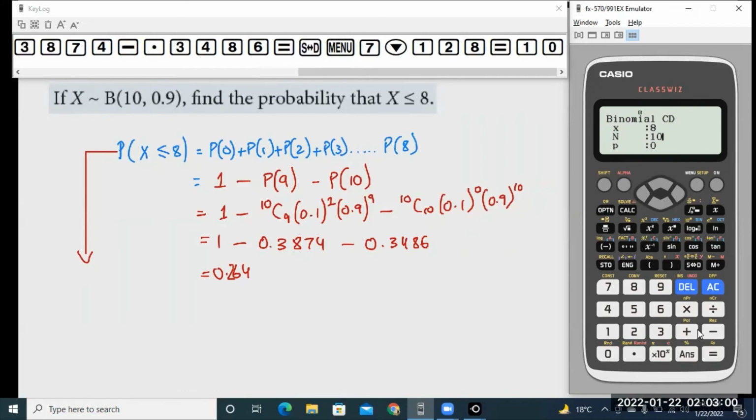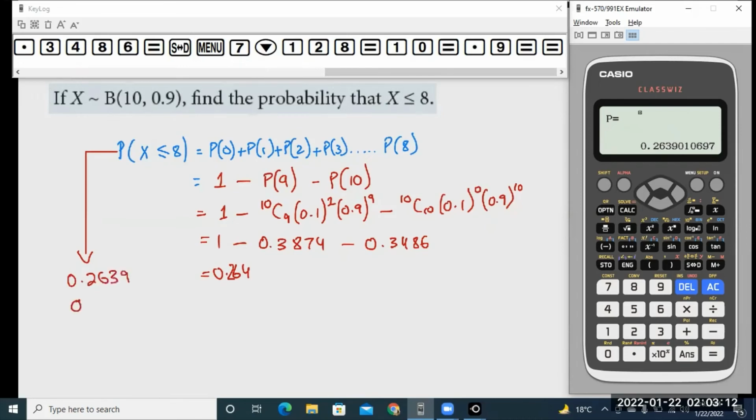Let's see. 10, 0.9. Same answer, 0.2639, 0.264.